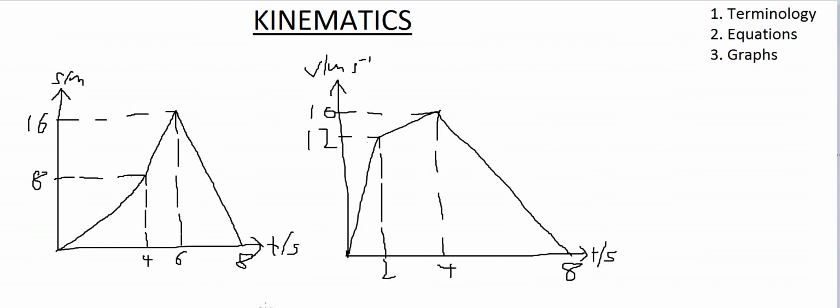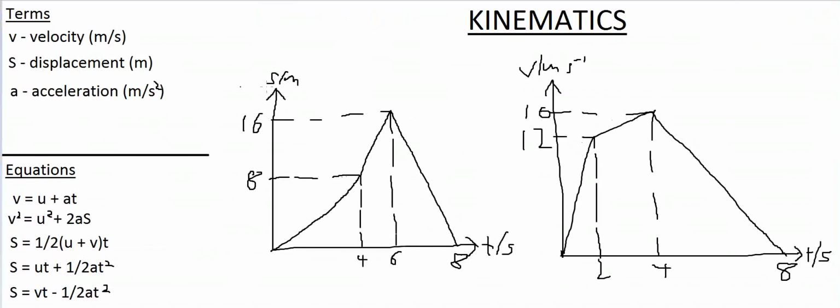Moving back to the displacement time graph, note that the gradient of the displacement time graph is basically the velocity. This is because velocity is the change in displacement over the change in time. So the velocity is the gradient.